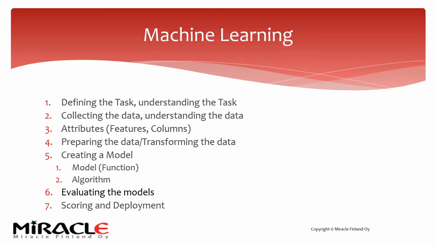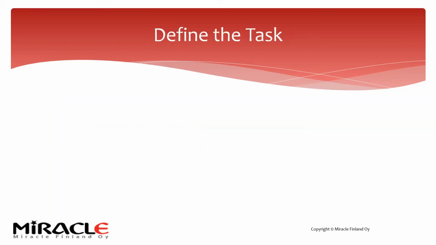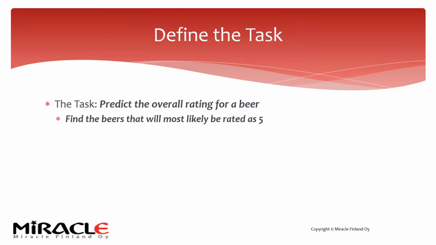Okay, so this could be an iterative process. So we realize it didn't work, so we go back to defining the task or collecting the data or whatever, depending on what we notice here. But this is the simple way of explaining the process. So first we define the task. In our example, we define: predict the overall rating for a beer. Find the beers that will most likely be rated as 5. Find the brewers that most likely will make beers that are rated as 5.